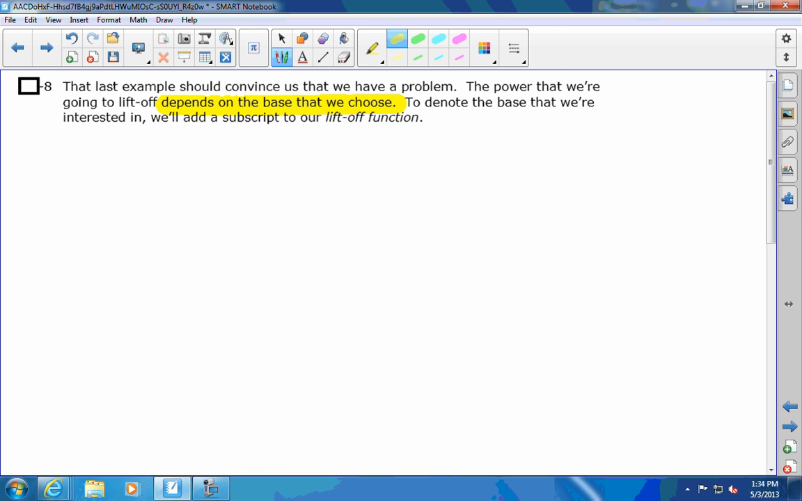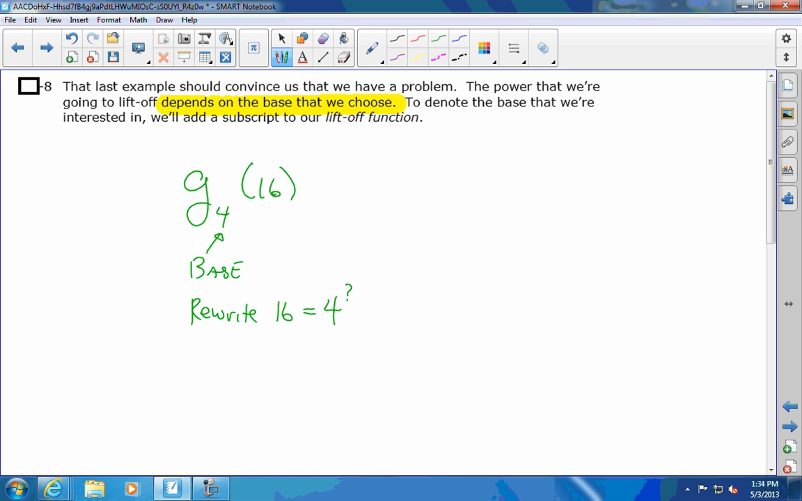So if I do something like this, this is called a subscript. That's going to be the base. And I want to replace 16 as something, 4 to some power. Now there's no decision to make. It's very precise. There's no ambiguity. So what would I replace 16 with so its base is 4? How could I write 16 so it's 4 to some power? 4 to the second power.